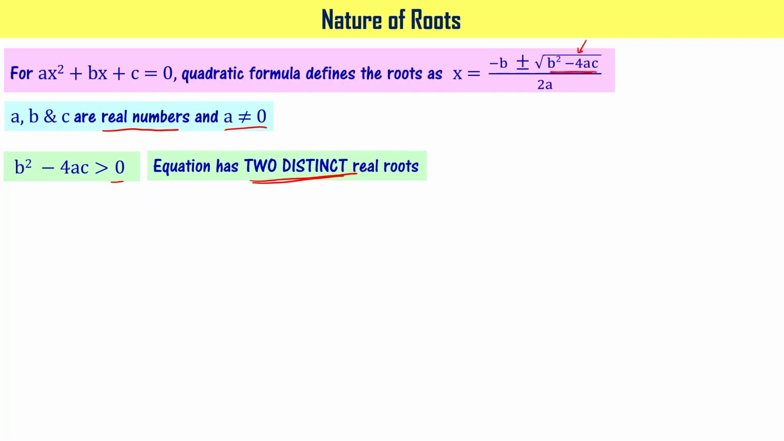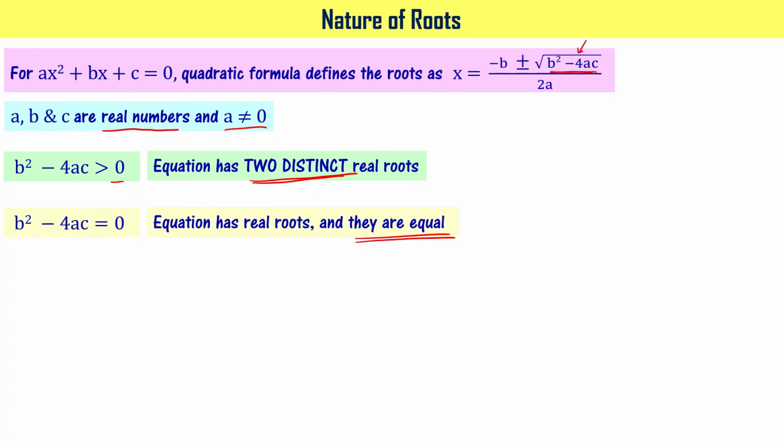When b square minus 4ac is equal to 0, we have seen that the roots are going to be real, but they are equal roots. Got it? When b square minus 4ac is less than 0, we learned that the equation will not have real roots. And we have said that the equation is going to have imaginary roots, right? But that is not part of our syllabus for 10th class.